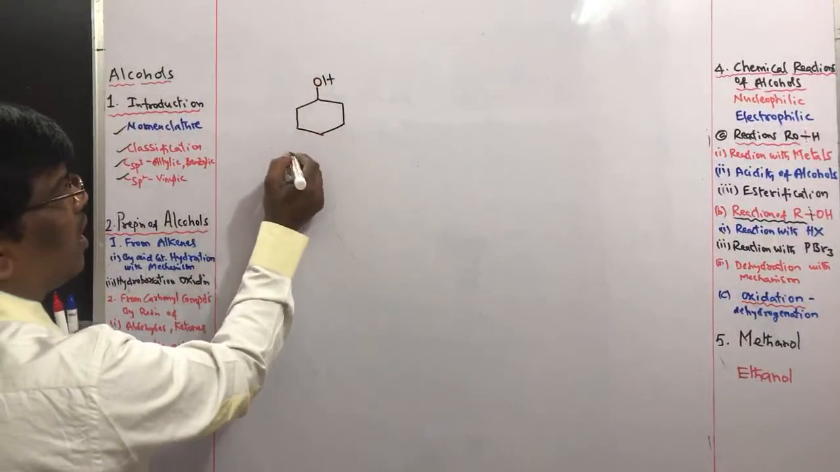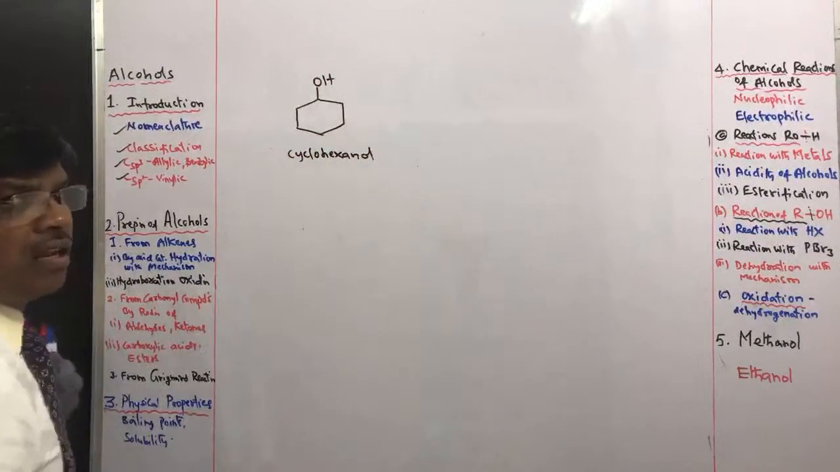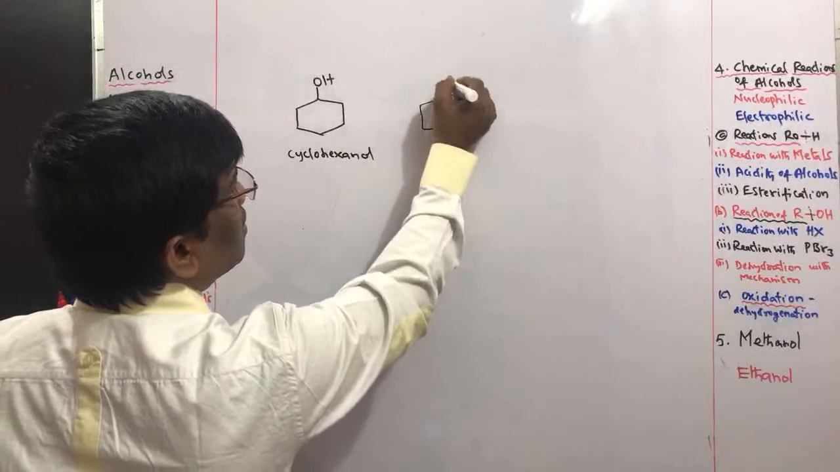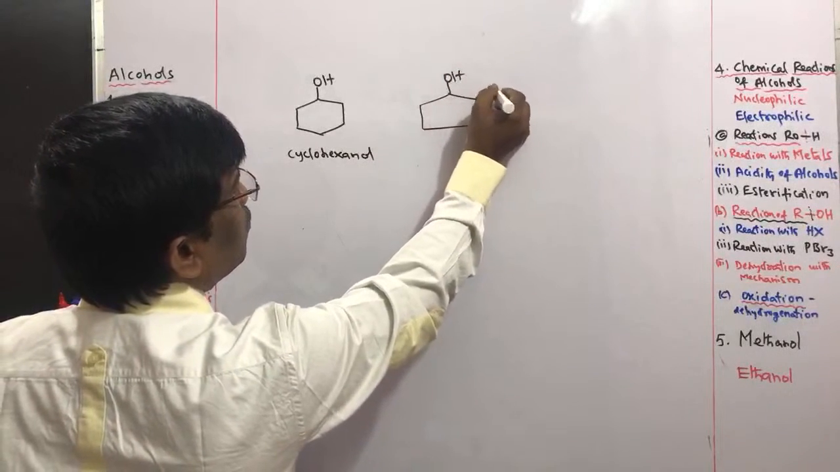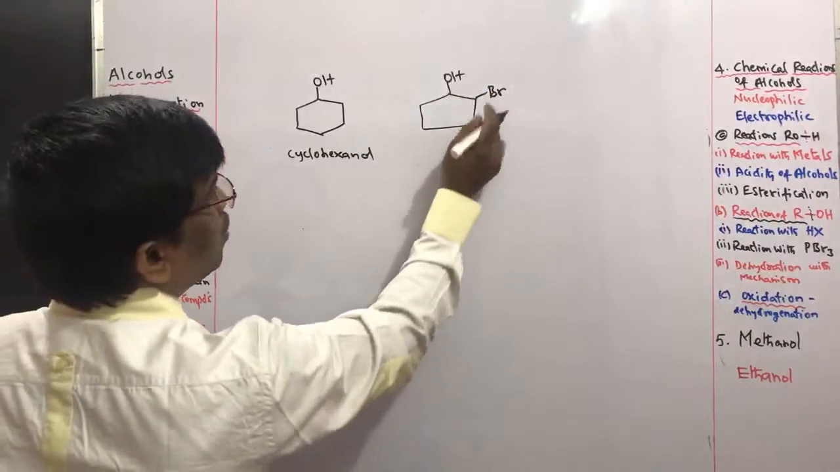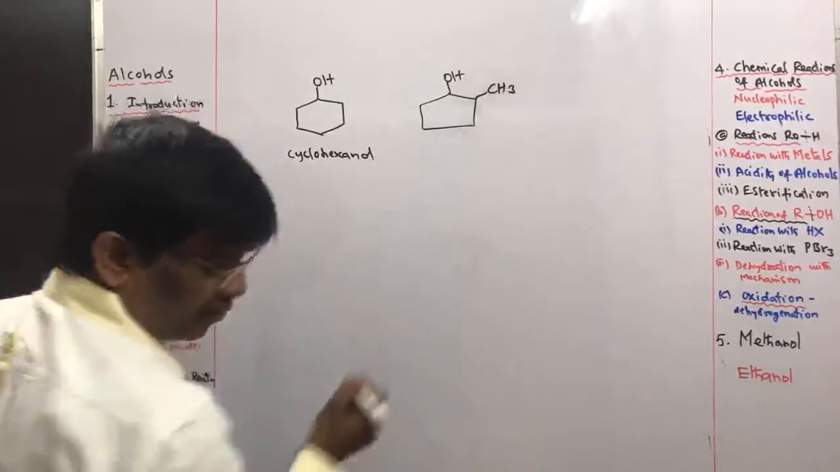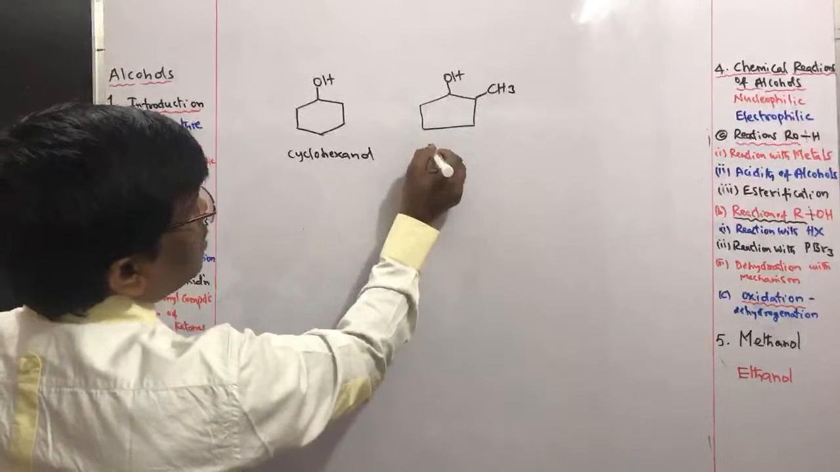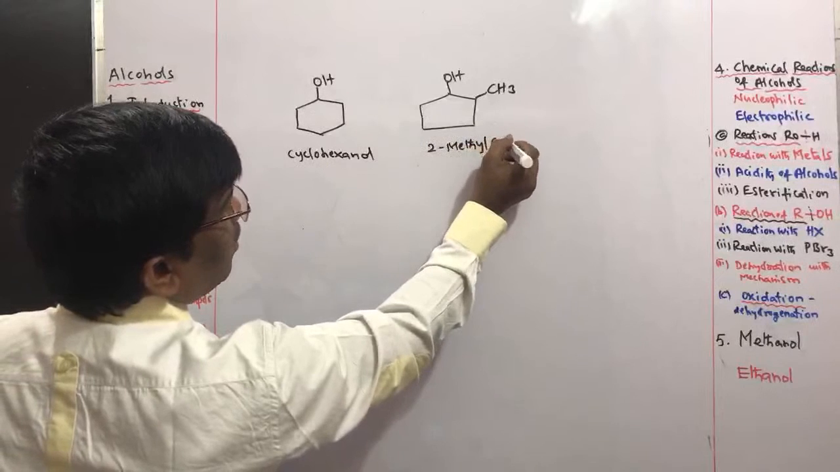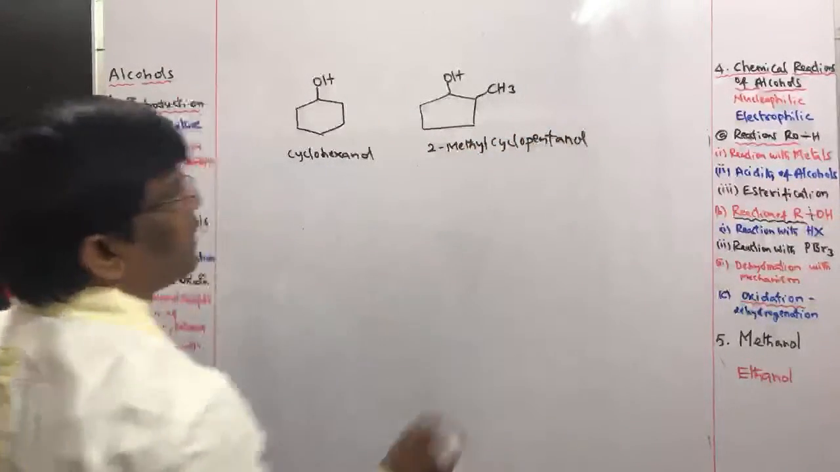When the alcohol is attached to cyclic rings, for example this cyclohexane attached to an alcohol, it can be written as cyclohexanol. And if it is like this, bromine attached to cyclopentene and alcohol, then let us write methyl here. Then it is 2-methylcyclopentanol. Like this you can name them.